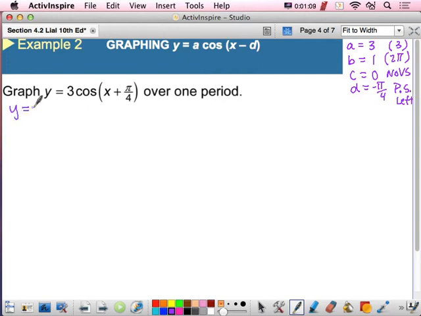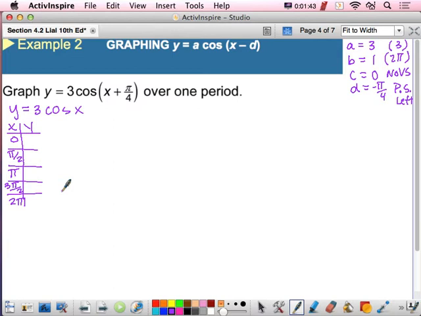Y equals 3 cosine 1x. So you ignore c and you ignore d. You just look at a cosine bx. So that's what I'm going to make my table for. So I'm going to come here and make a table. And I'm going to start at 0 and go up to my period, which is just 2 pi, right? So these will still be pi, pi over 2, and 3 pi over 2.